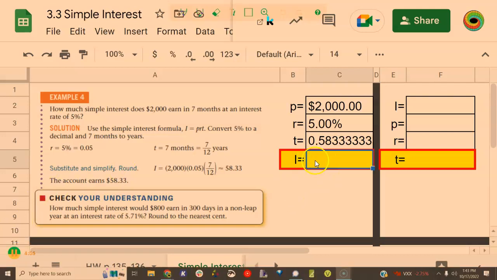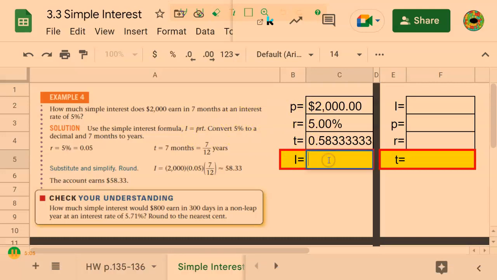Now the interest, to calculate the interest, the formula is simply right here. I equals PRT. Sometimes they say PERT, PRT. Which means P times R times T. So I want the spreadsheet to calculate this for me. I'm not going to do it manually. So just like here where I typed in equals 7 divided by 12, here I'm going to start off with equals.